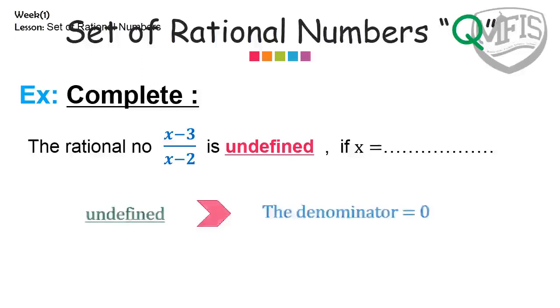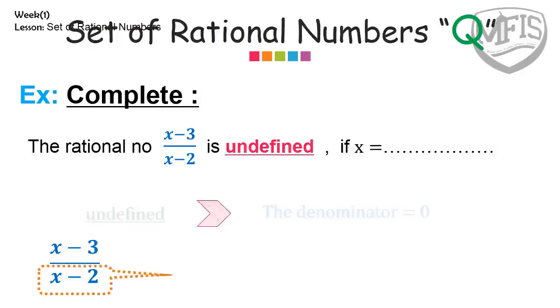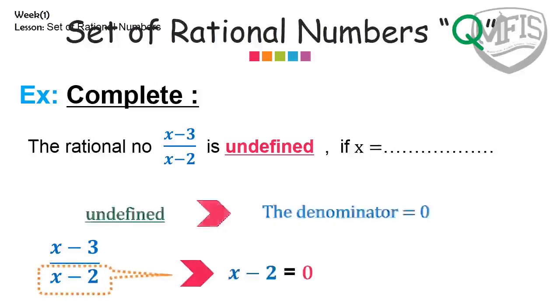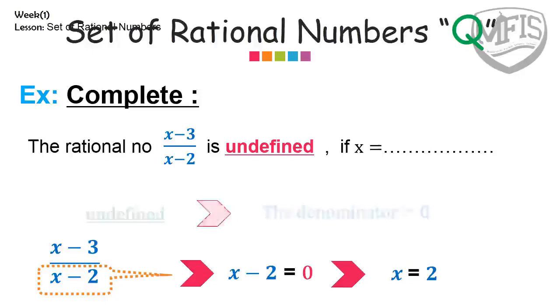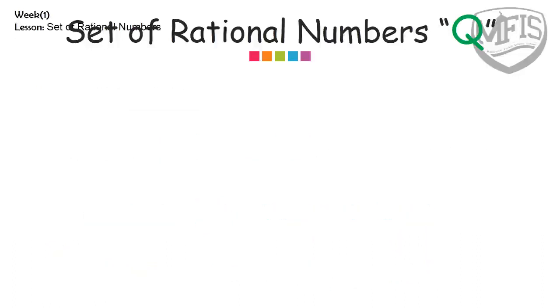should be equal to 0. So for (x minus 3) over (x minus 2), I will take the x minus 2 and it should be equal to 0. So x will be equal to 2. The value of x here should be 2 to let this fraction become an undefined value. Let us discuss another idea in this part.